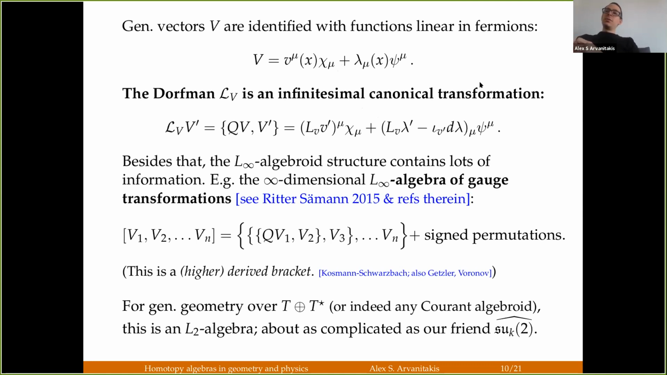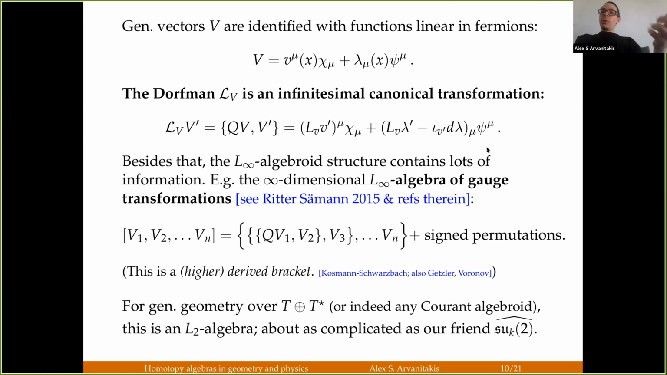And then you can do a two-line calculation and find the Dorfman derivative inside this bracket expression. So the Dorfman derivative of v prime along v is just the Poisson bracket of Qv with v prime, which is an expression also known in the maths literature as a derived bracket and was invented by Kosmann-Schwarzbach.